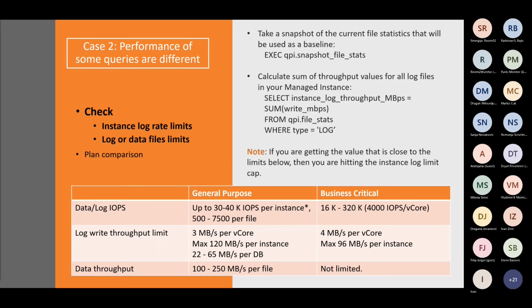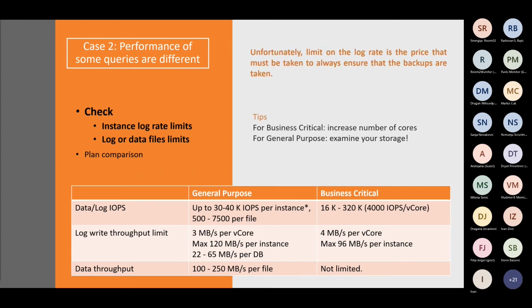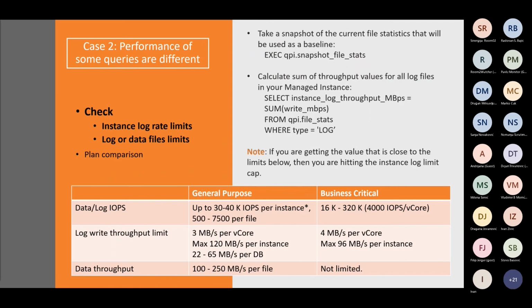And here are some hints. You should check on the instance log rate limits. In most cases, you will see that you're hitting those. There is also an instance level limit on the max log write throughput. Just look at this table here that I put on the slide. So you may not be able to reach the max file throughput on the log file because you're hitting the instance throughput limit before that. So first you need to take a snapshot of your current file statistics, and this is how you can check upon it.